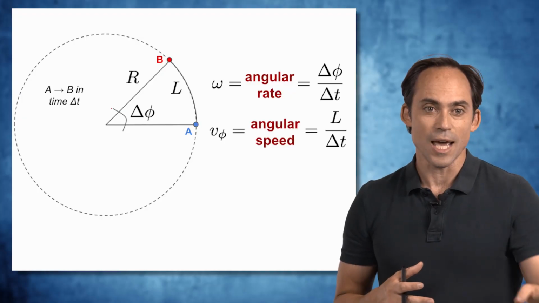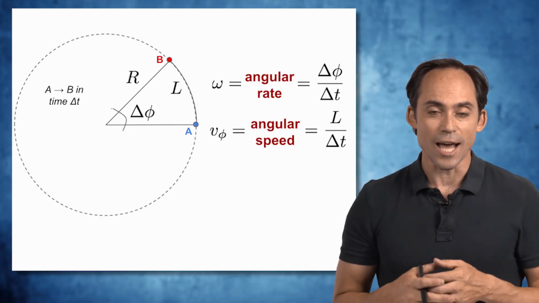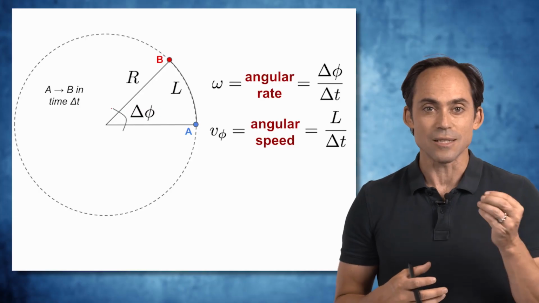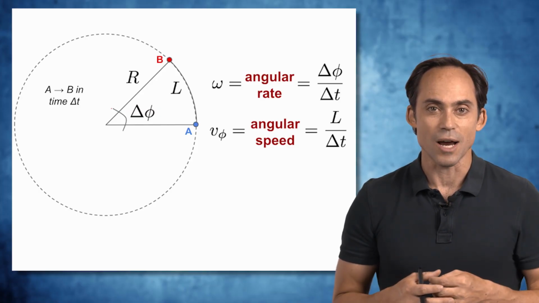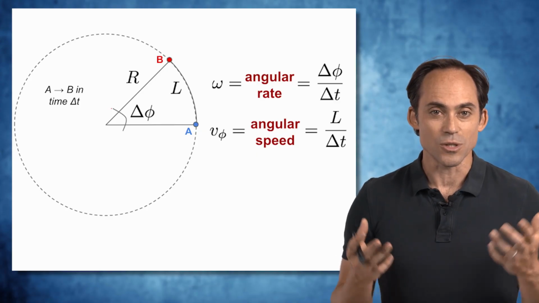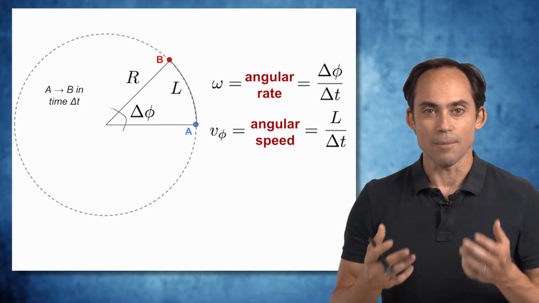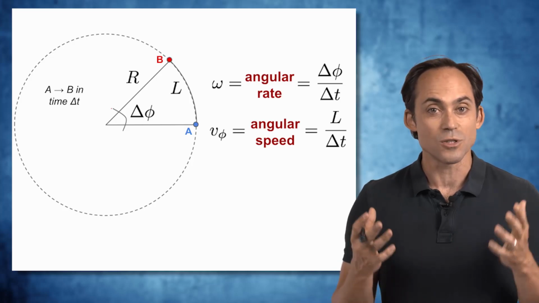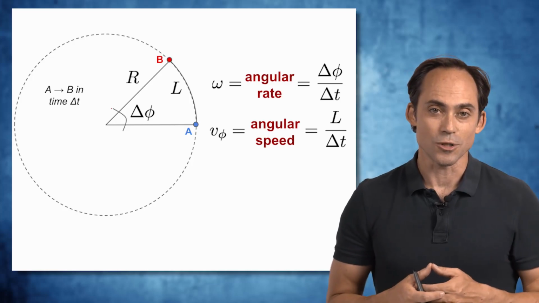Now that's different from the angular speed, where we're actually looking at how much distance or path this object has traveled as it's gone around in its circular motion. So that's just the total distance traveled, which is the arc length, divided by the amount of time. Just like our regular speed definition for straight line motion.